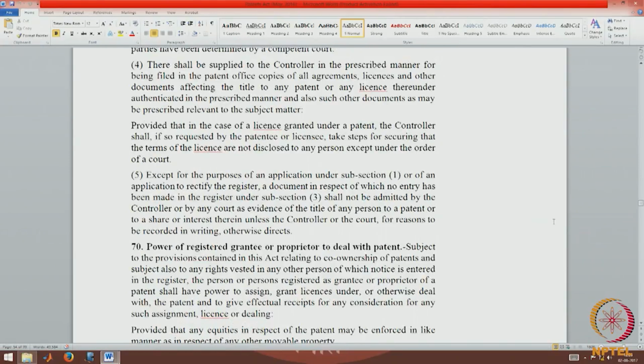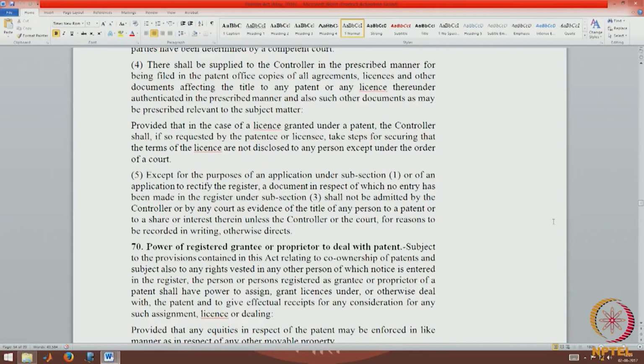5. Except for purposes of application under subsection 1 or of any application to rectify the register, the document in respect of which no entry has been made in the register under subsection 3 shall not be admitted by the controller or any court as evidence of title of any person to a patent or to a share in a patent unless the controller or the court for reasons to be recorded in writing otherwise directs. Now, unless you carry the change in the register, you will not be considered as an owner of a patent or of a person who is entitled to an interest. This becomes critical when you want to enforce the patent in a court.